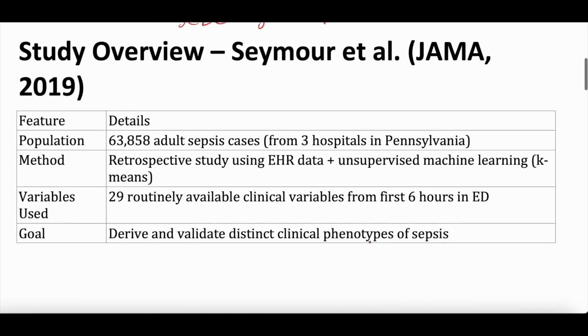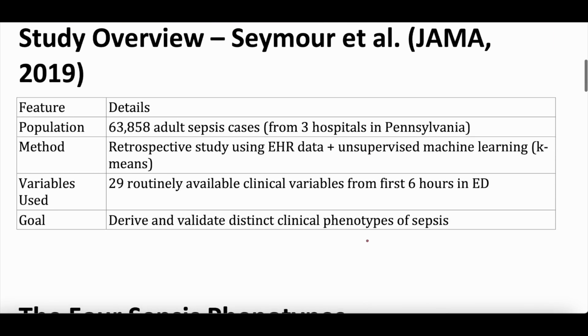So part of this comes from a big trial that came out recently in 2019, okay? And it was by Seymour et al., published in JAMA, and we'll put the citation at the bottom of the video. This is from the trial. It's kind of their work. But there's been lots of different trials on phenotyping in sepsis.